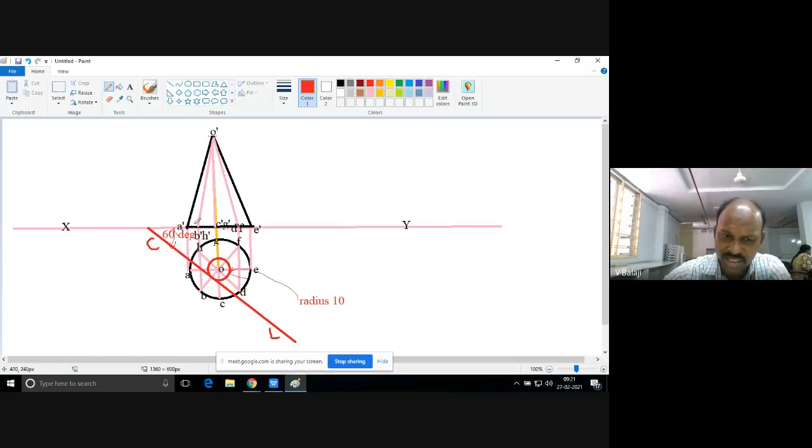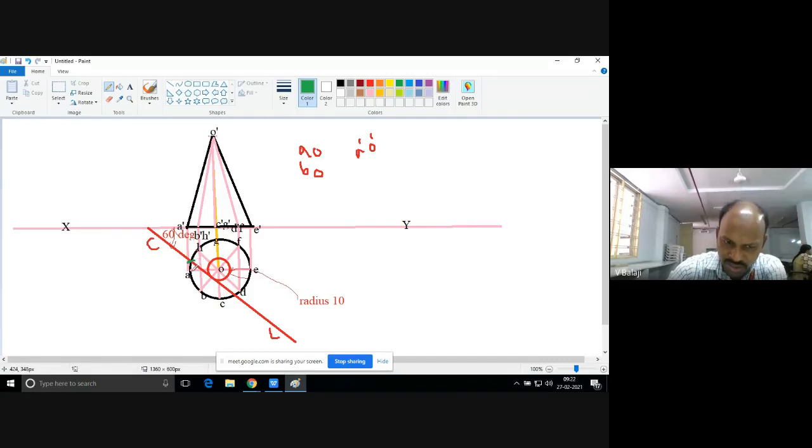What are the generators? A dash O dash, B dash O dash. These are the generators in the front view, and AO, BO are the corresponding top view lines. Now let us start. First you need to identify. This cutting line is cutting the base circle in between A and H at this point. Am I right? Yes, sir. In between A and H, the outer circle is cut by the CL line at this point, the first point.